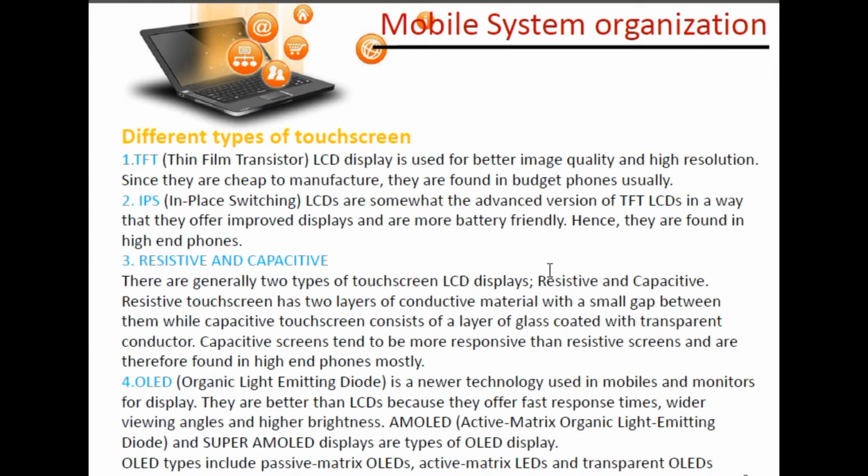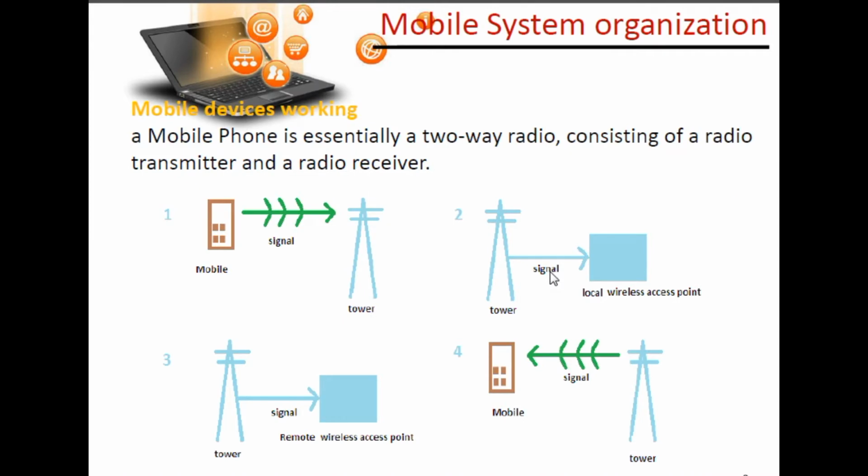Today, students, we are going to understand mobile system organization and fundamentals of computer parts, in which the first thing is mobile devices and their working. First of all, we have to understand that a mobile phone is essentially a two-way radio communication device which consists of a radio transmitter and a radio receiver.